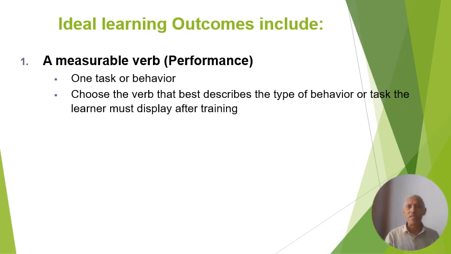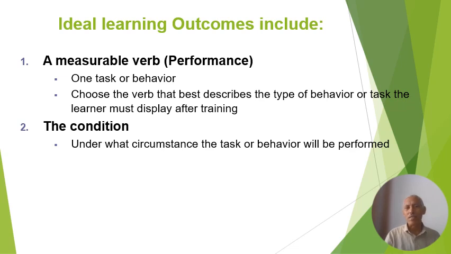Choose the verb that best describes the type of behavior or task the learner must display after training. So the performance, the thing that you want the students to do, would be stated in one verb, and that verb is very significant, and you have to choose it very carefully, and we'll talk about it in a minute. So the first part of your learning objective is the performance. The second part of it is the condition. This is under what circumstances do you want the behavior to be performed?